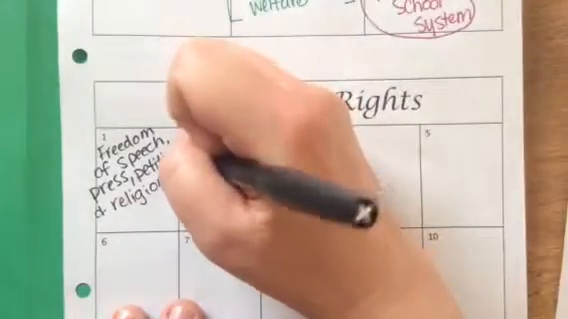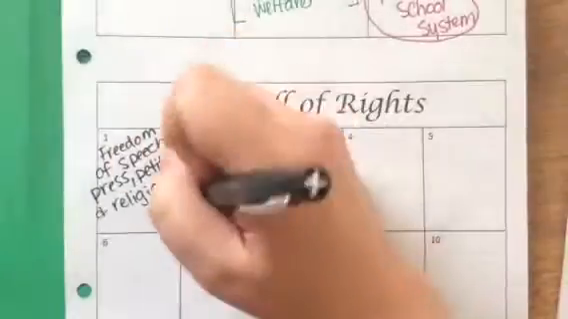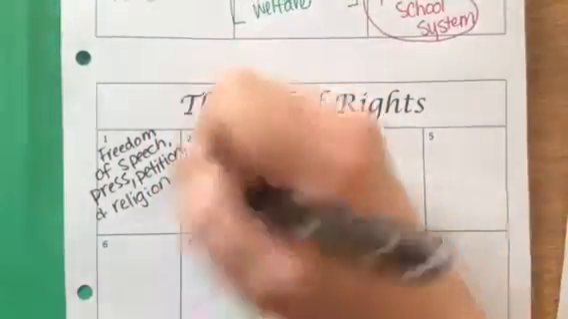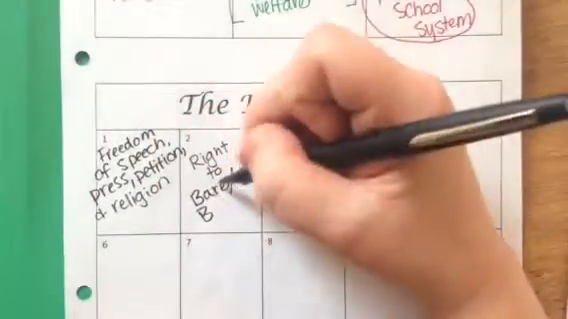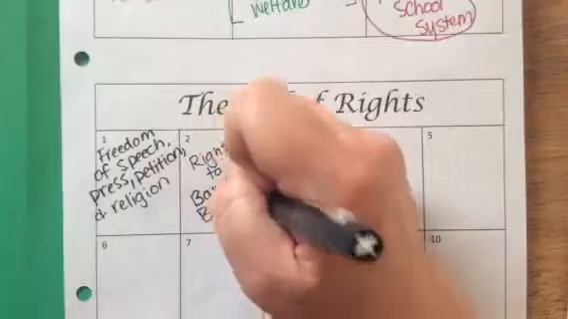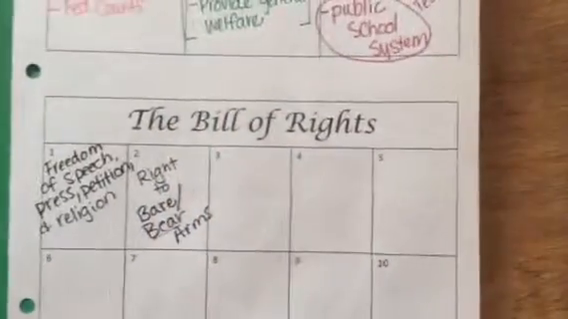You have the right to bear arms. That's the Second Amendment. Really, this essentially means that you have the right to protect yourself. Sometimes it's spelled B-A-R-E. Sometimes it's spelled bear arms, like a bear. I prefer this spelling because I think it's funny.